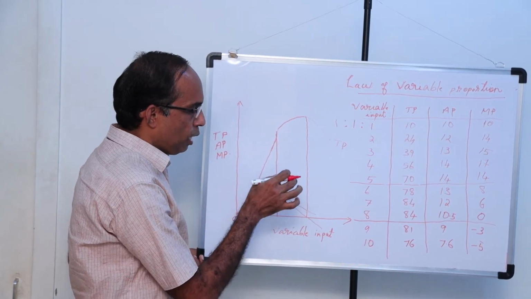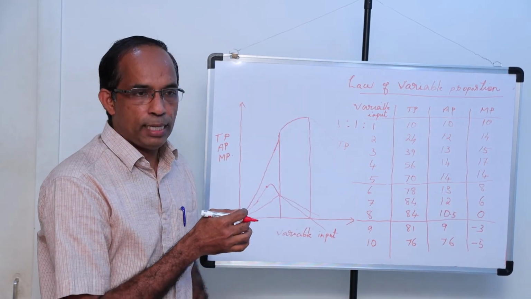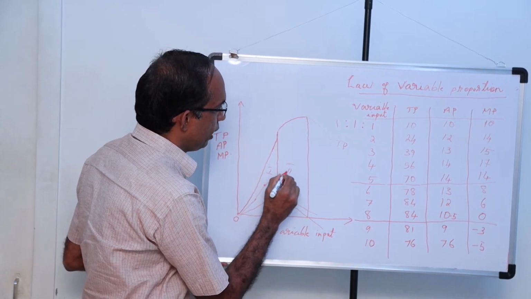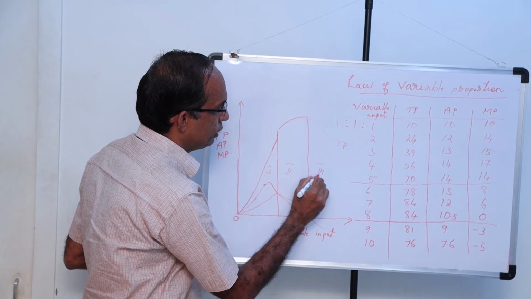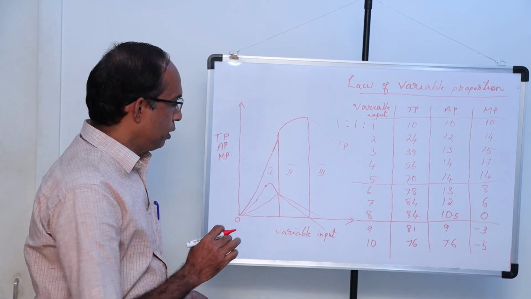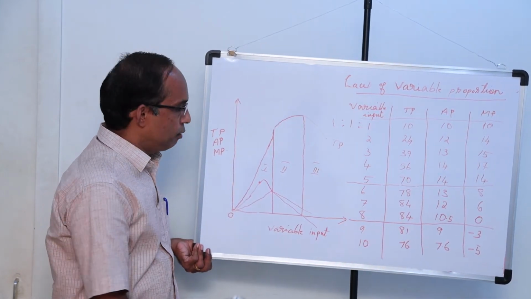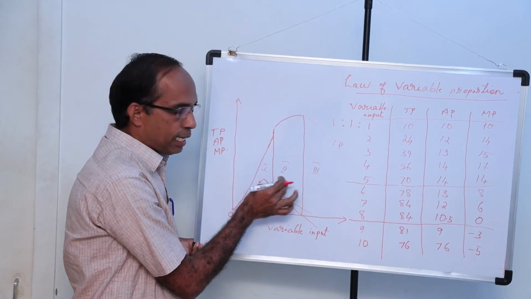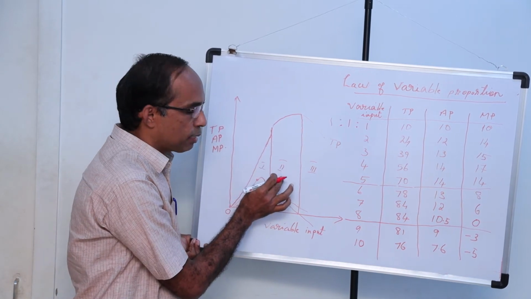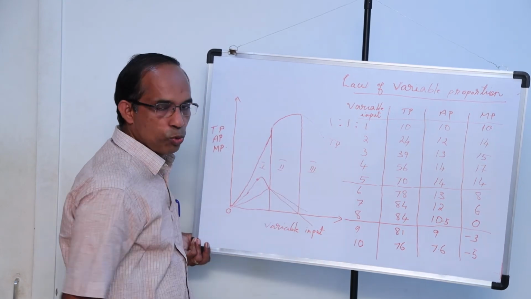This is the way we can draw the law of variable proportion graphically. This is called the first stage, this is called the second stage, and this is called the third stage. What is the name of the first stage? Yes, very good. Increasing returns to a factor. Then Ashwin, what is the name of the second stage? Very good. It is diminishing returns to a factor. What is the third stage? Negative returns to a factor.